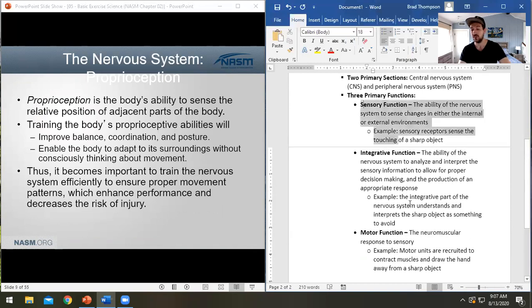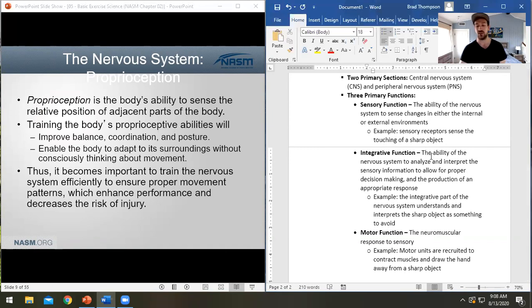Now, all of that is pretty easy to understand, right? It's like a loop. Step one, you sense something. Step two, you figure out what's going on. Step three, you produce a response. But what's really cool is all of this is happening super fast and constantly in real time, at lightning speeds. And it's happening in order for your body to understand where it is in space. It's not always about a sharp object. Sometimes it's just about interpreting how much gravity is pulling down on a certain body part.